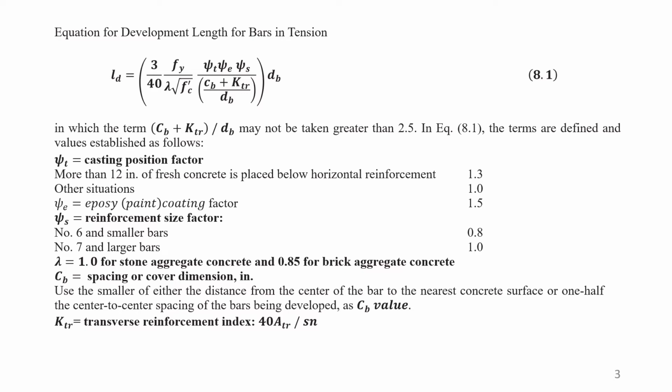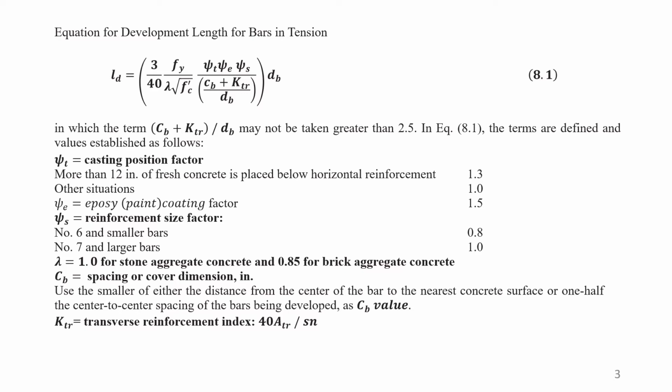And wherever the lambda factor comes, the value for brick aggregate and stone aggregate must be put there. Stone aggregate has a lambda value of 1 and brick aggregate 0.85. And F prime C is the F prime C with which you have designed the beam, whether it is 3000 psi or 4000 psi concrete. That's all. Now Fy is yield strength.